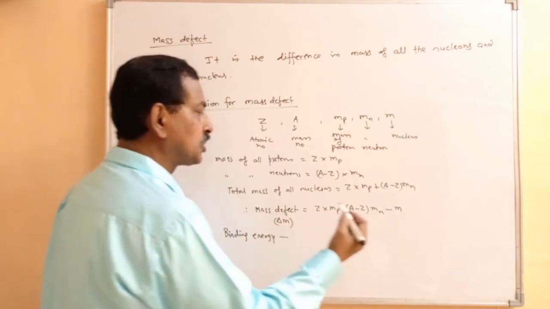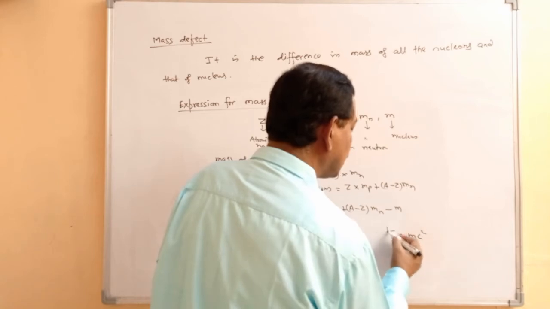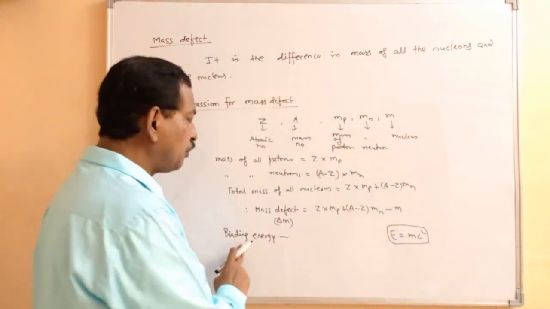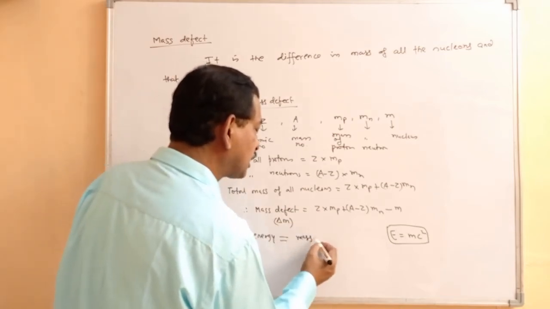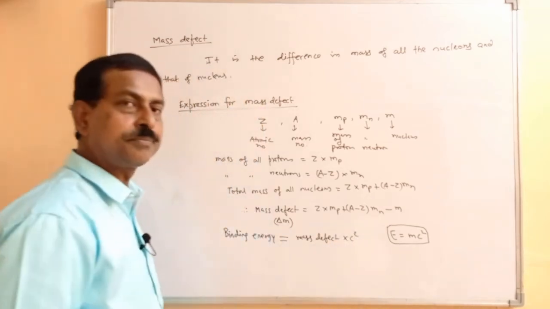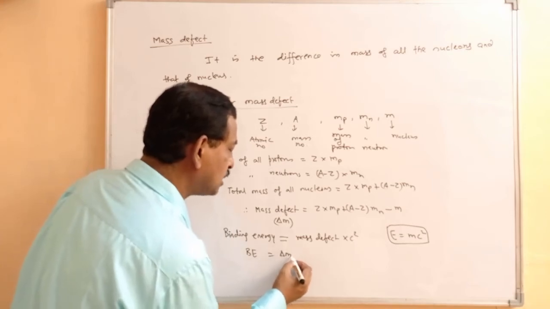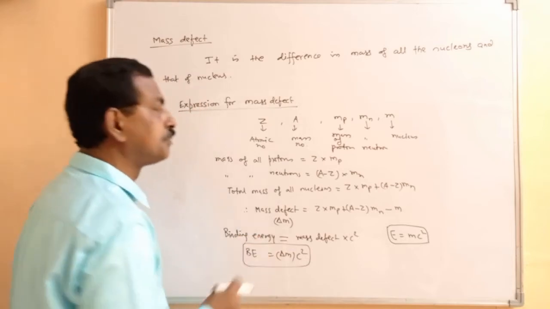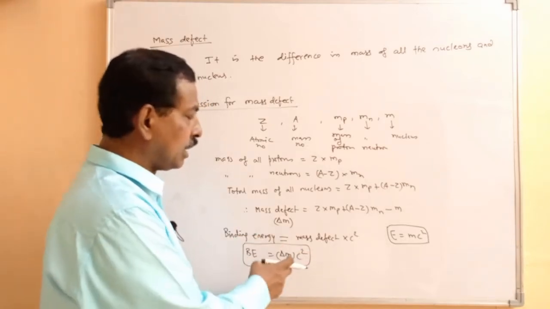We have the expression for the mass and energy relation as E equals mc square. So if we want to find the expression for the binding energy, it will be the mass defect multiplied by c square. So the binding energy will be equal to mass defect into c square. This is the expression for the binding energy.